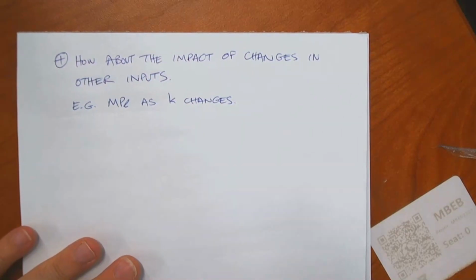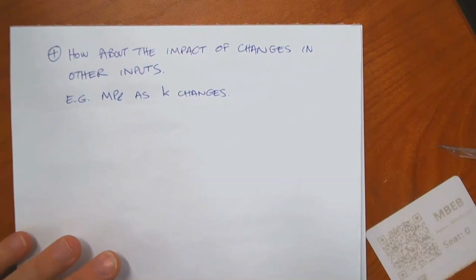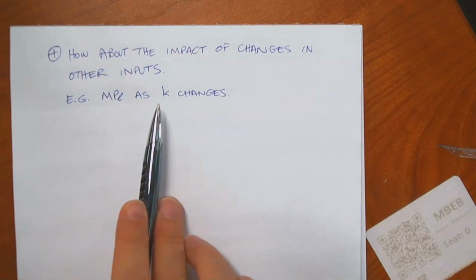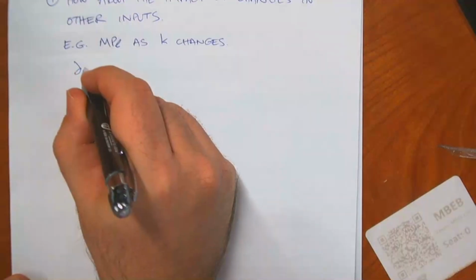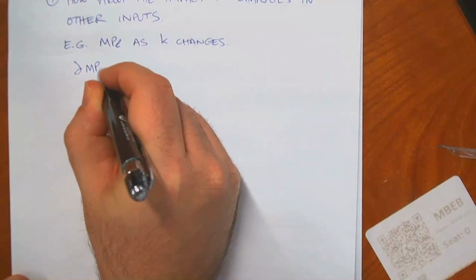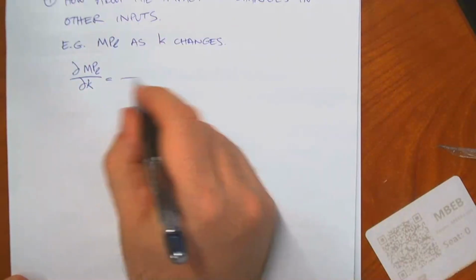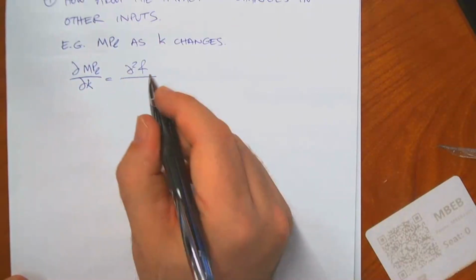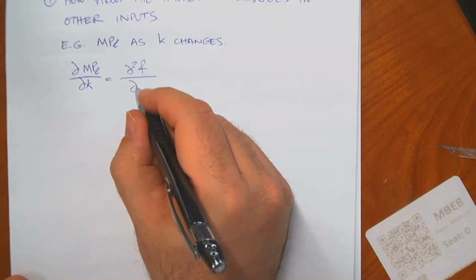So we're thinking about the marginal product of labor. How does that change as capital changes? Can we write that using a mathematical statement? Yeah, of course we can. It's a partial derivative of this with respect to this. So let's write this as del of the marginal product of labor, del K. So how do we write this? Del of F, second partial derivative.